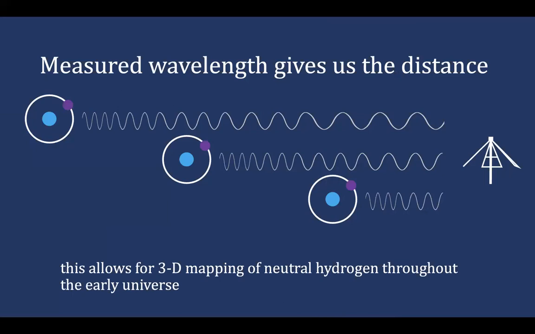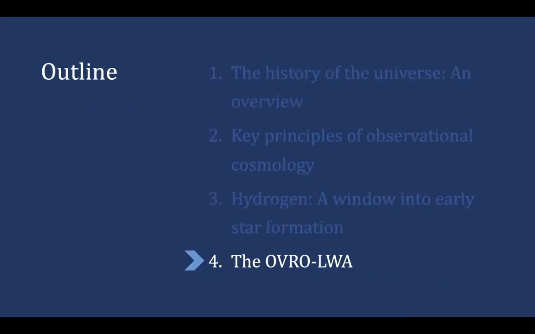So this is really neat because it could potentially allow us to do 3D mapping of neutral hydrogen throughout the early universe. So we'd be able to make an image of all the neutral hydrogen on the sky at each phase in the evolution of the universe. Okay, so that kind of explains why we care about hydrogen so much. Now I'm going to talk about how we're attempting to make this measurement using the OVRO LWA.